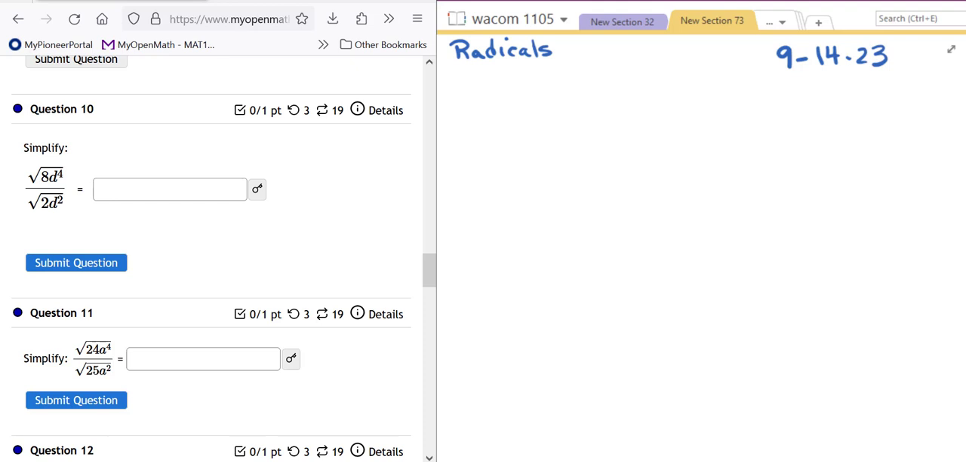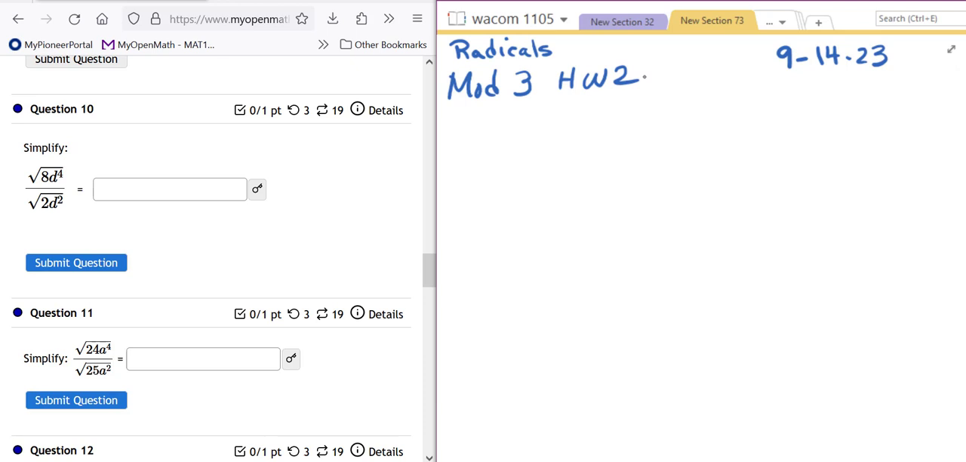So we were looking at radicals last time and doing some simplifying of radicals, and I wanted to just go back to this point. We only did half of this section, so this is probably Mod 3 Homework 2. We're simplifying radicals.